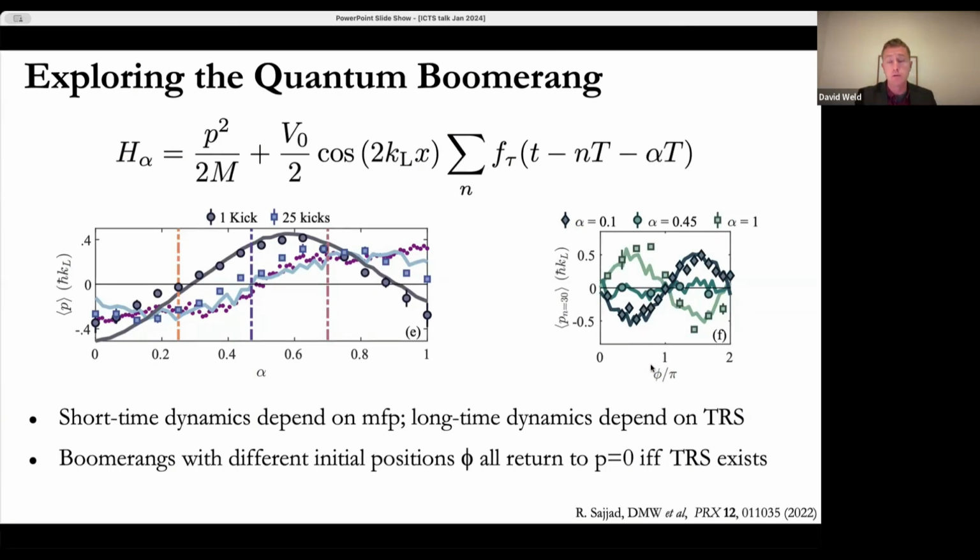So this phase phi is the spatial phase between the two lattices. You see that for alpha near a half, the long time expectation value of momentum does not depend on that spatial phase, whereas if the Floquet gauge is adjusted away from a half, it does depend on it. But all the boomerangs with different initial positions return to zero momentum if and only if time reversal symmetry characterizes the evolution.